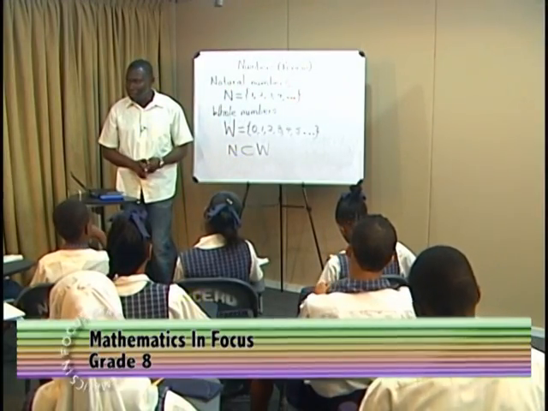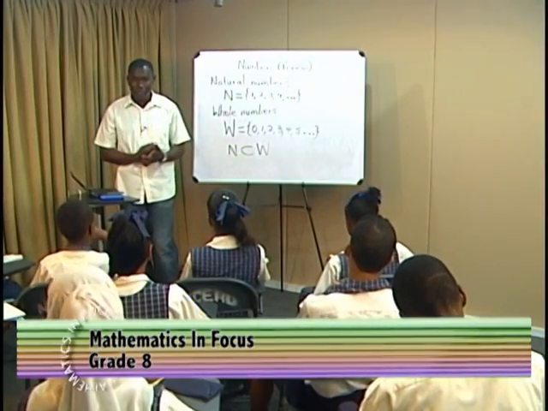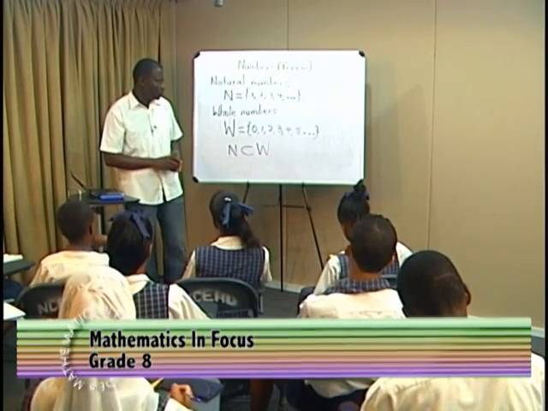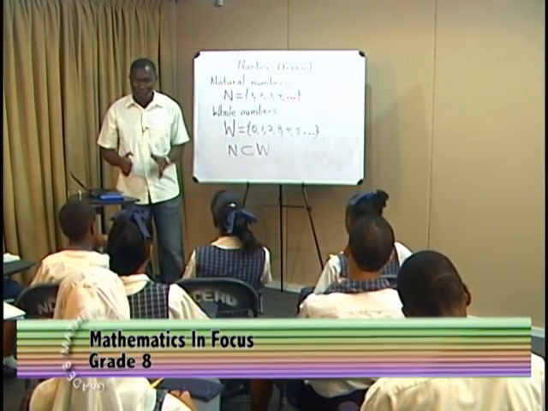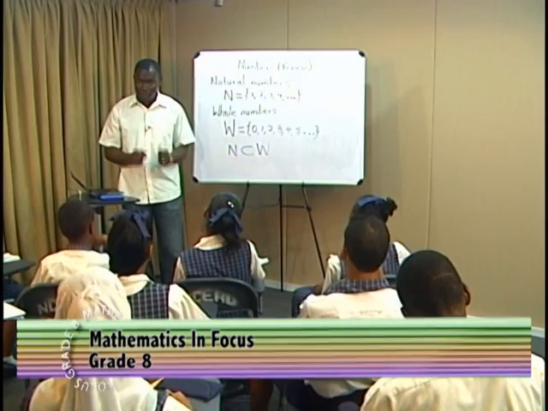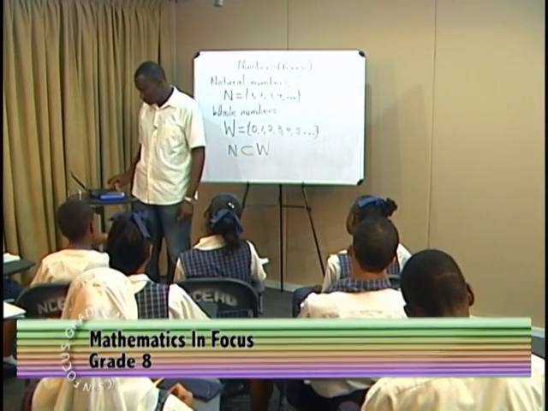Is 0 a natural number? No, sir. But 0 is a whole number because 0 is 0. It isn't 0.5 or anything. It is just 0, a whole number.